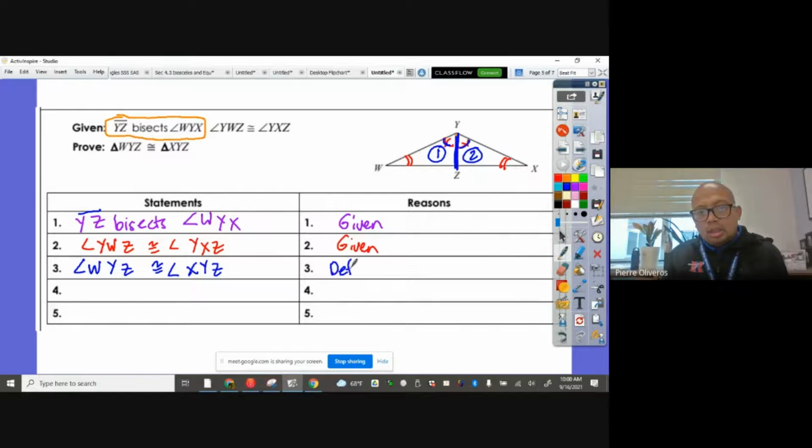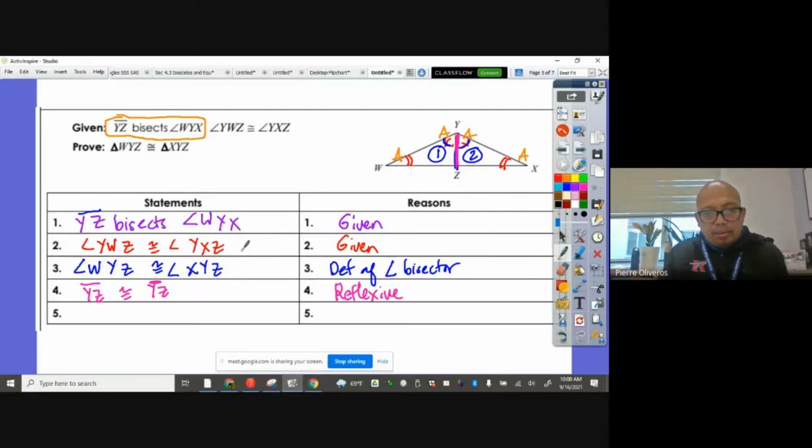Using the definition of, why were they equal again? Because it said they're cut by a bisector. So it's angle bisector. Forgive me, guys. Next, I have here an angle, I have here an angle. I need one more, and I know that YZ, they share the same side. So segment YZ is congruent to the YZ there. So I have to say that they are reflexive.